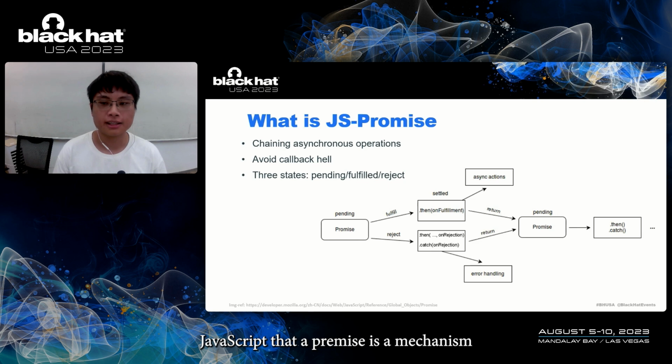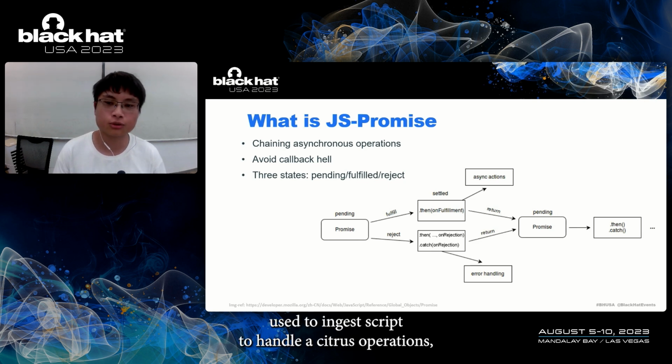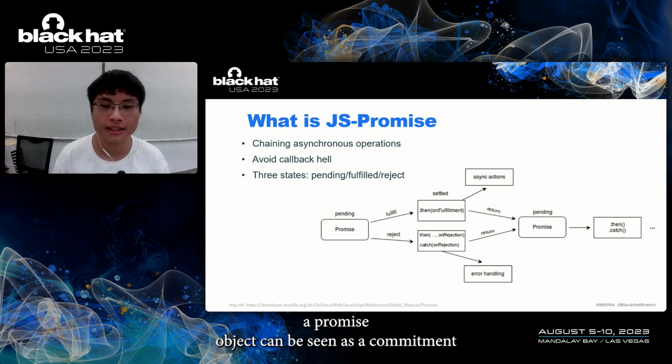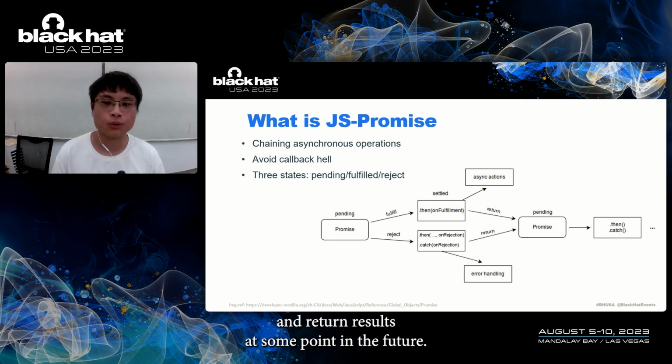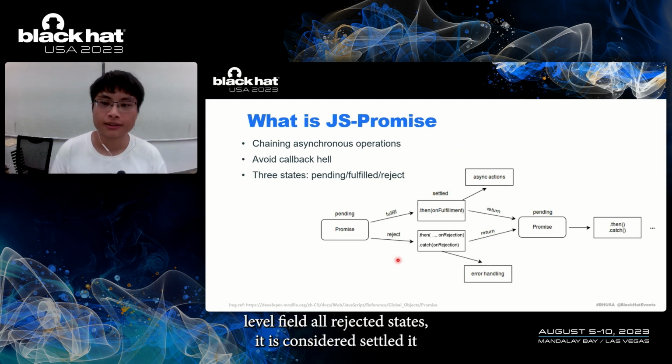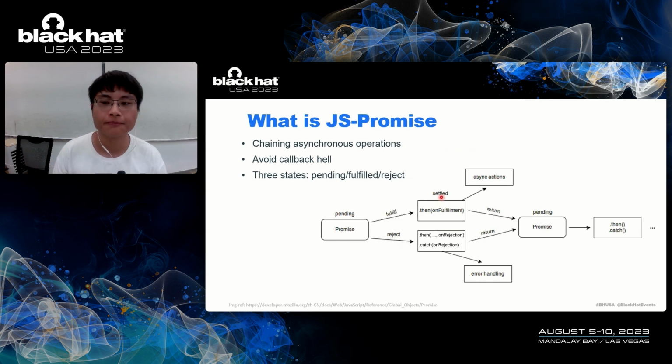JavaScript Promise is a mechanism used in JavaScript to handle asynchronous operations. A promise object can be seen as a commitment to perform an asynchronous operation, indicating that it will be completed and return a result at some point in the future. It can have 3 states: pending, fulfilled, and rejected. Once a promise enters the fulfilled or rejected state, it is considered settled.